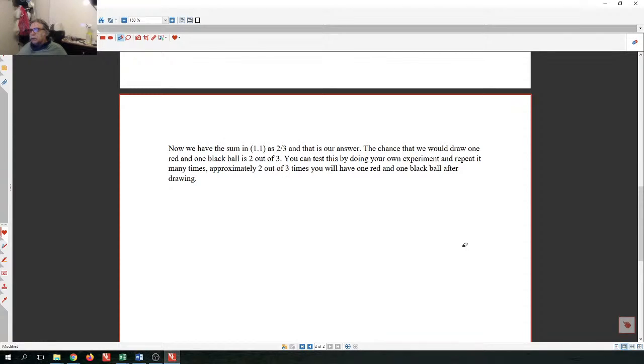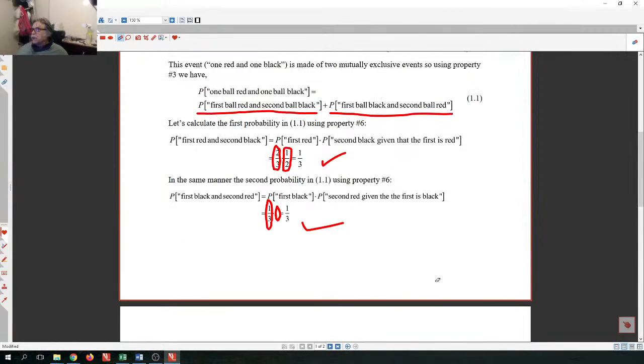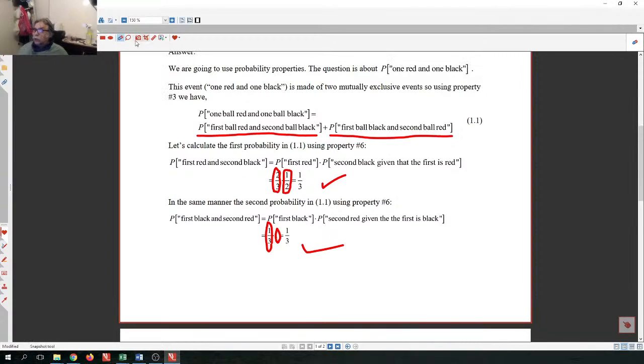and 1 out of 3 times is going to be both red. Okay. Now, if you don't have balls, you can write on a piece of paper: red, red, black. Put it in a hat and draw two pieces of paper. The same story. You can do that. If you do that many times, you will see what we call the law of large numbers. You will see this is exactly what's going to happen. Okay, so the probabilities do follow Kolmogorov properties.